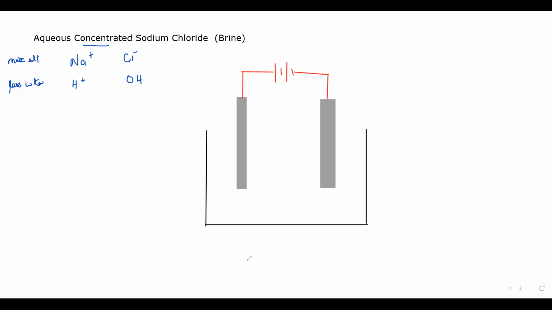Now what are the ions present? We have sodium ion, chloride ion, hydrogen ion and hydroxide ion, OH ion. Now what is the movement of electrons? This is the positive terminal, and this is the negative. On the left hand side we have cathode, and on the right hand side we have anode.